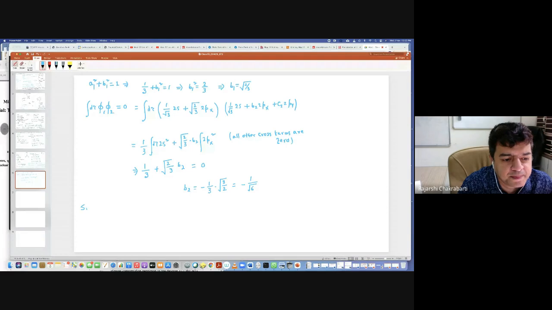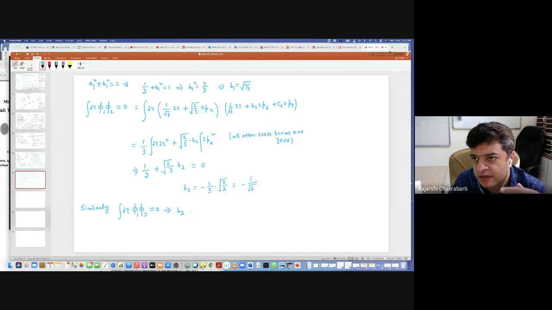Similarly, one can do this, and this will give me the value of b3. If I multiply phi 1 with phi 3 and integrate over space, that is going to be 0, because they are orthogonal to each other, and that will give you b3 just the way I found b2. One can show that this is also minus 1 by root over 6. You check this.